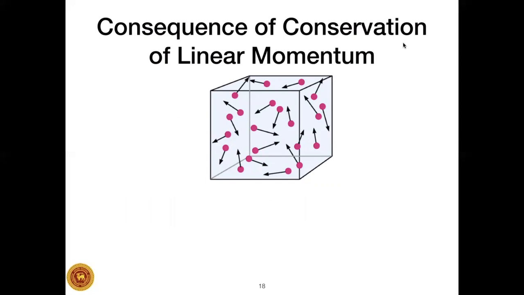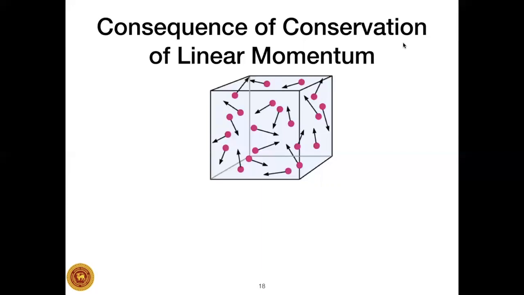Now let's look at a few more consequences of this conservation of linear momentum. Think of a set of particles isolated inside a box. So the box also has particles. All of these are isolated from the rest of the universe. Or in other words, the interactions with the rest of the universe are very small, so that interactions can be neglected.